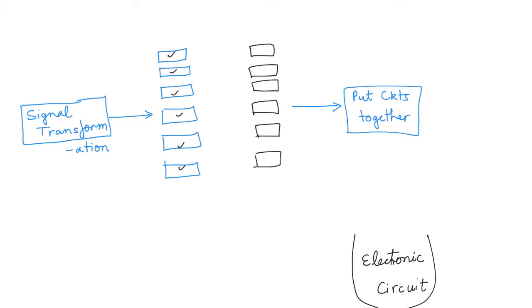What I want to start off with today is to give you at least one block in your electronic circuit bag, and that block is a voltage division block. Along with it, I also want to talk about a current division block. So if you have a voltage or a current, how do you divide it?